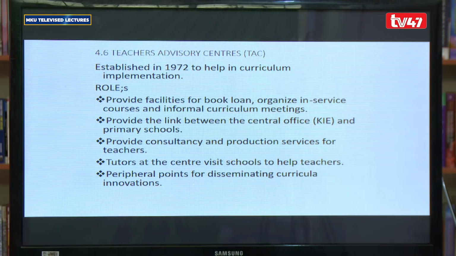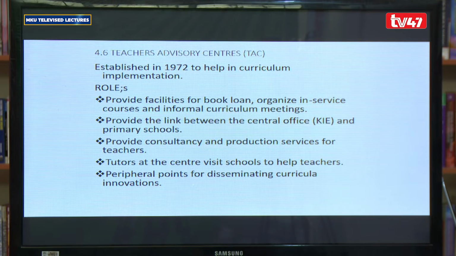Then we have the Teachers Advisory Centers, what we normally refer to as TAC. This directorate was established in 1972 to help the curriculum implementation. They provide facilities for book loans. They organize in-service courses and informal curriculum meetings that will enable the teachers to improve on their standards.